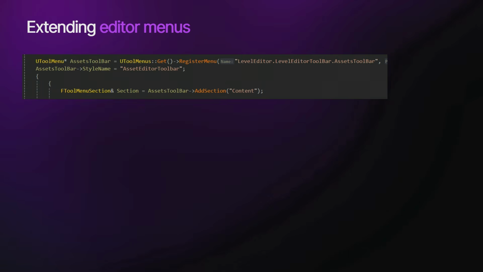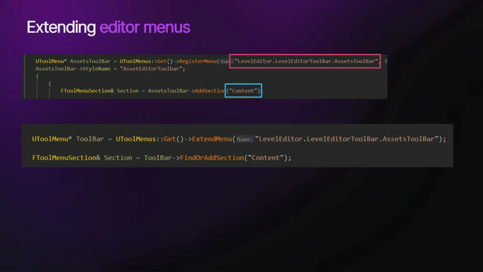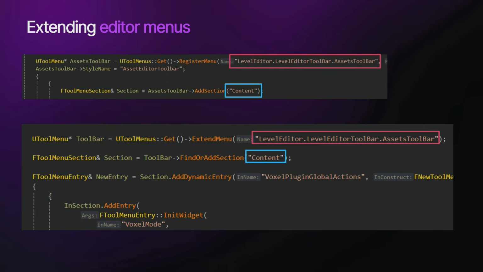Perfect. So now that we have the engine code, two important parts. We have the menu ID that we need to remember, and then the section ID. And then in our code, all we have to do is extend menu instead of register menu. We just feed the same menu ID, and then find our add section instead of just add section, and this will allow us to extend the built-in section. And then we can do anything we want. So in our case, we do add dynamic entry to add a custom entry to that section.